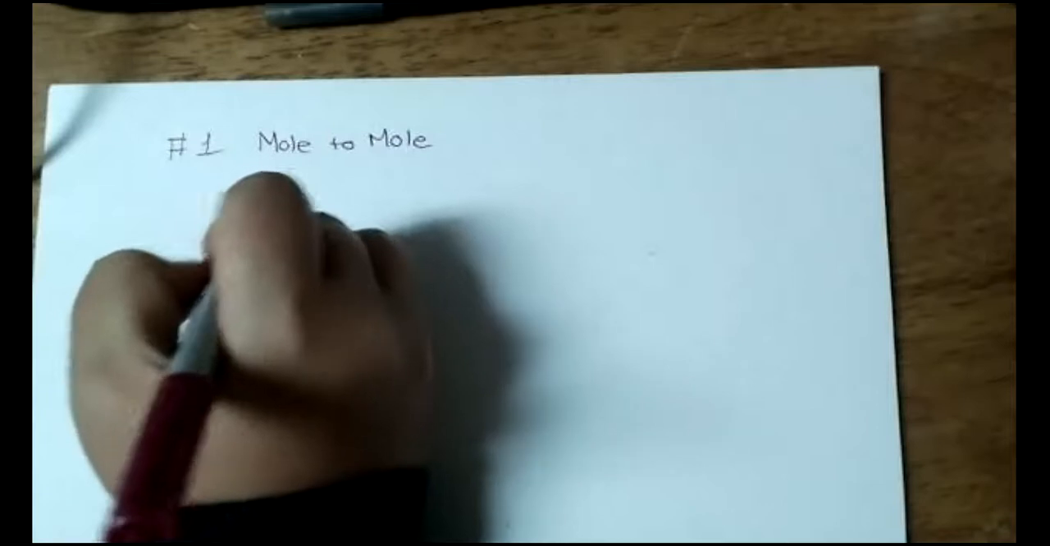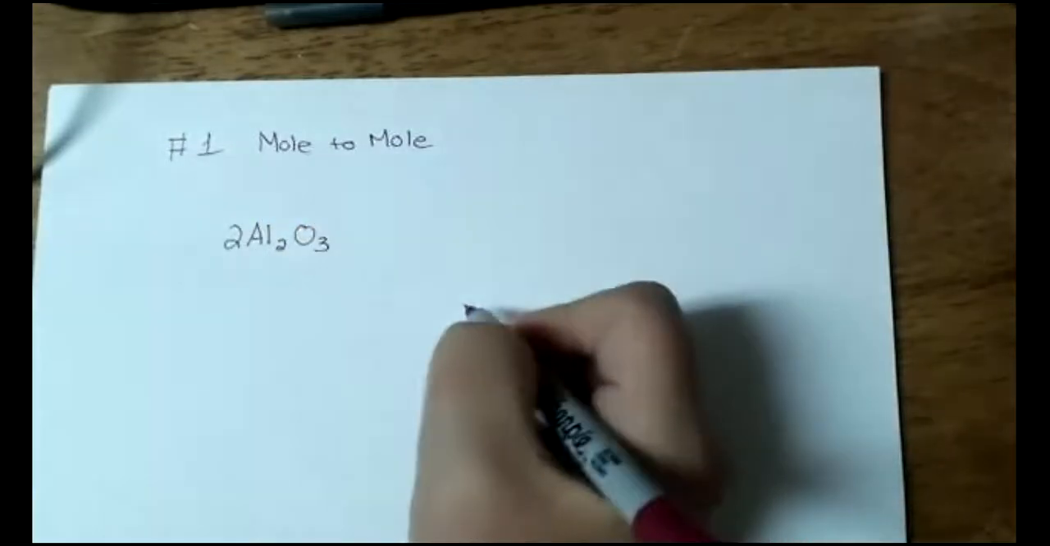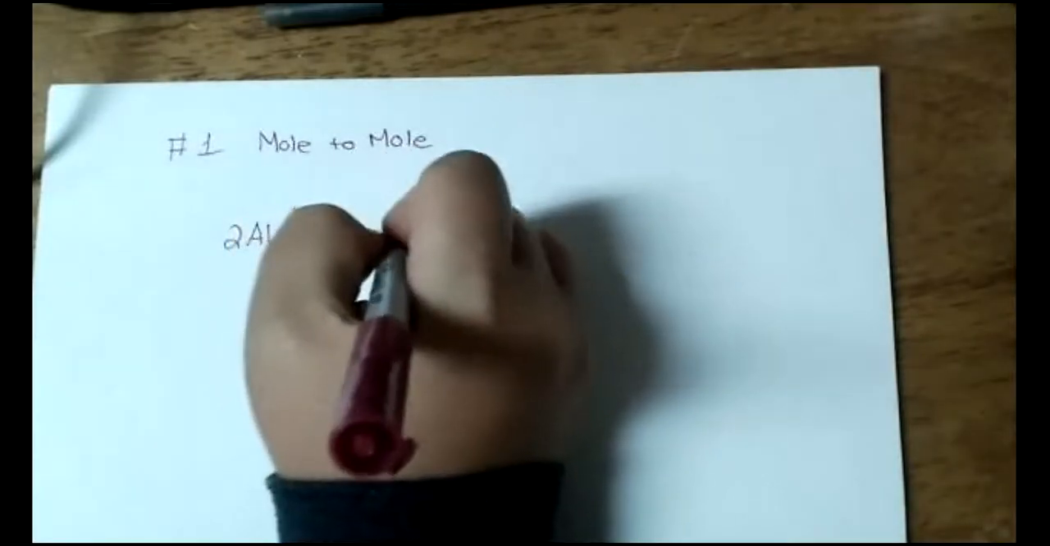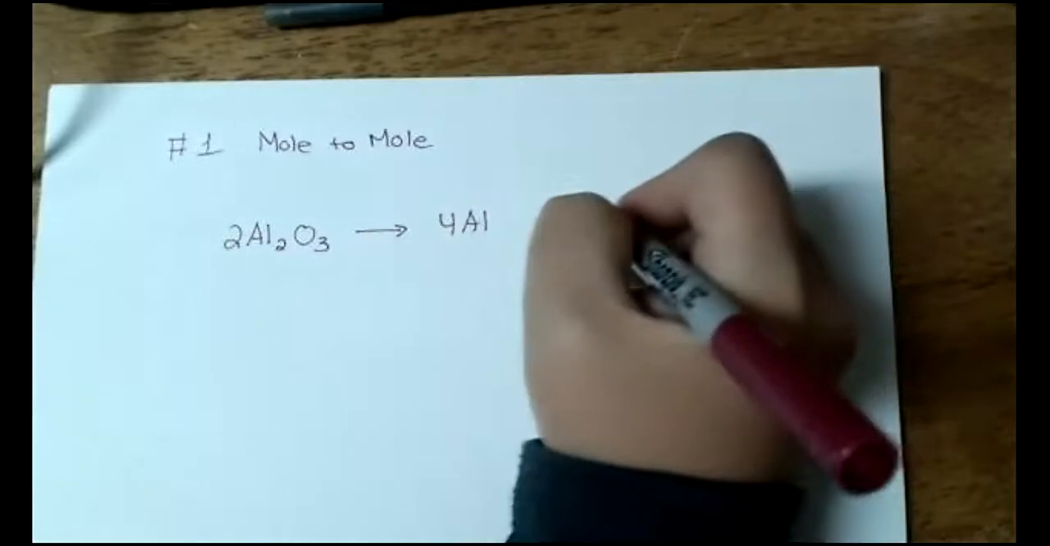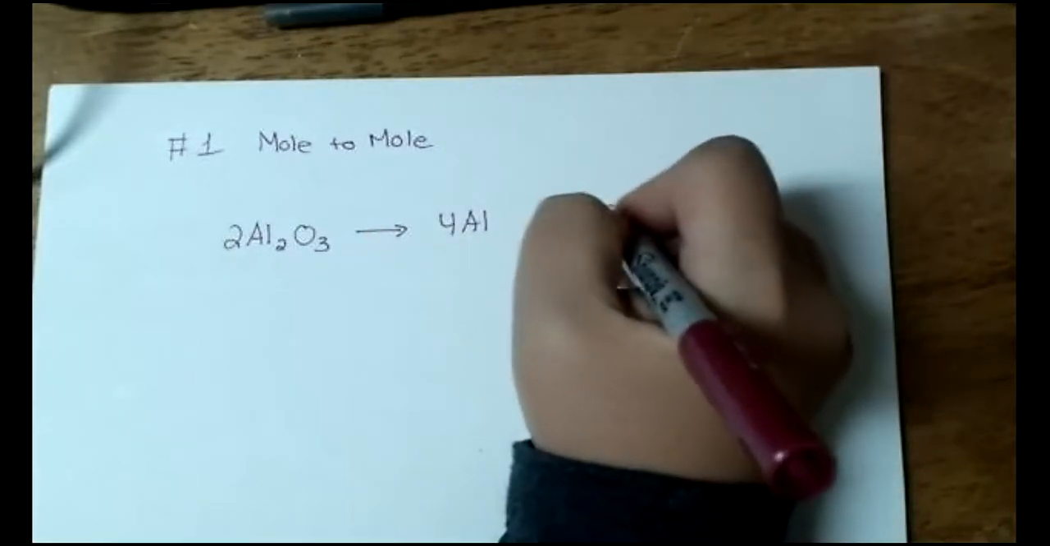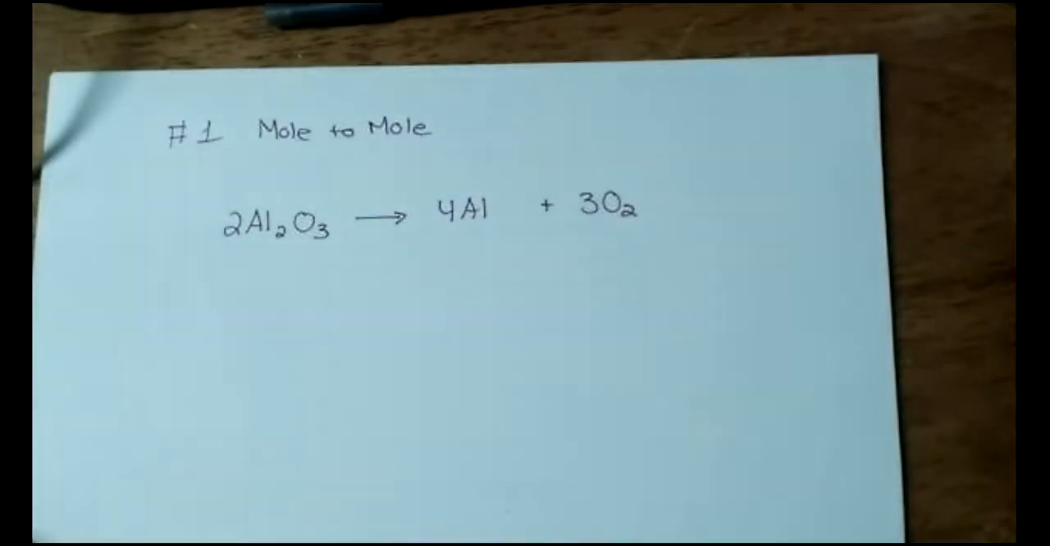So I have 2Al2O3, and it's going to decompose into 4Al and 3O2. Okay, so this is the reaction that we're going to use.